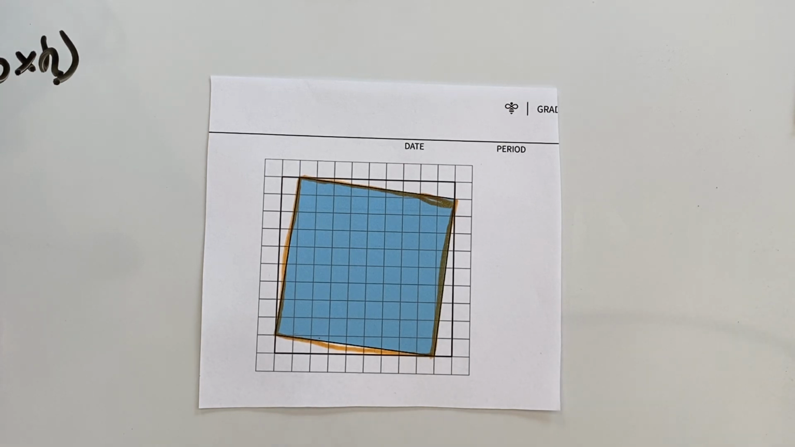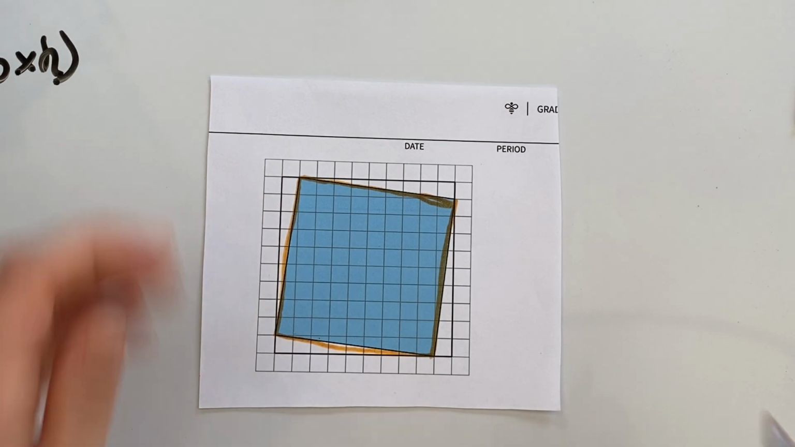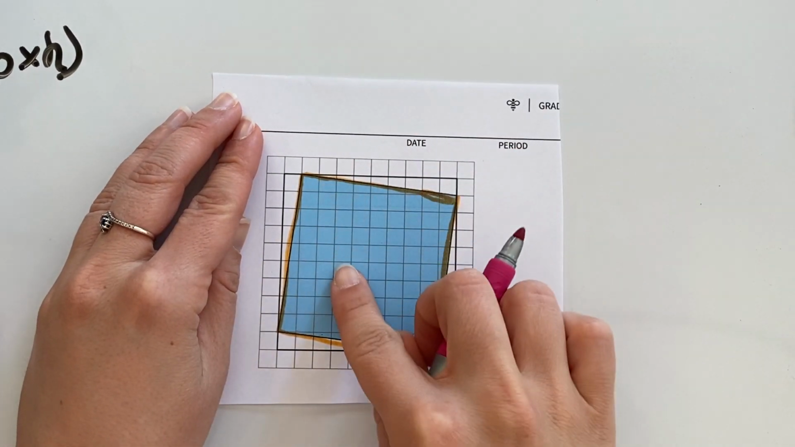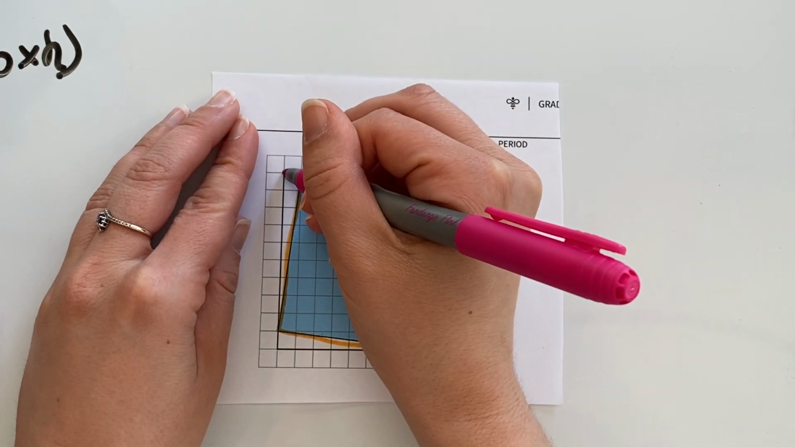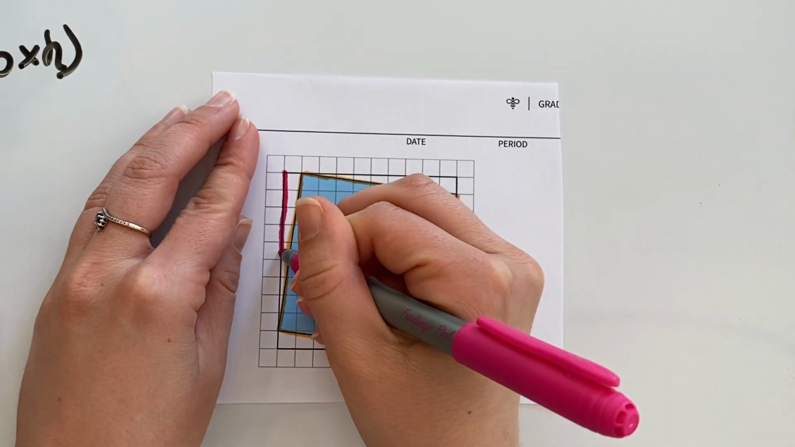What happened here was that the book already outlined this. You'll notice it is inside of a larger square.